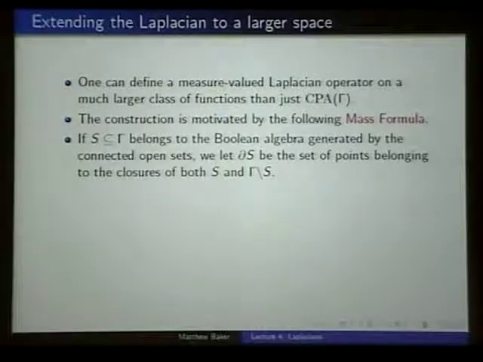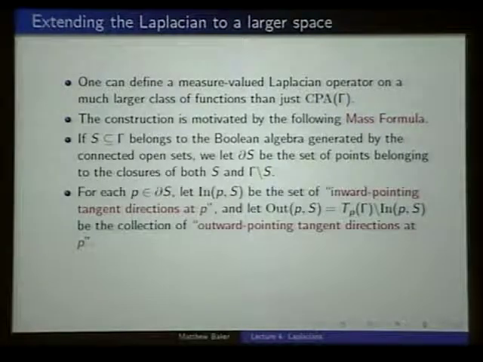Somehow this is encoding things like Newton polygons. So let me tell you what the mass formula is, but this is just something about graphs still, finite graphs. If I take a subset S, which is in the Boolean algebra generated by the connected open sets, so it could be some finite union of half-closed, half-open intervals or something like that. And the boundary of S is the points that belong to the closures of S and its complement, the usual relative boundary inside of gamma.